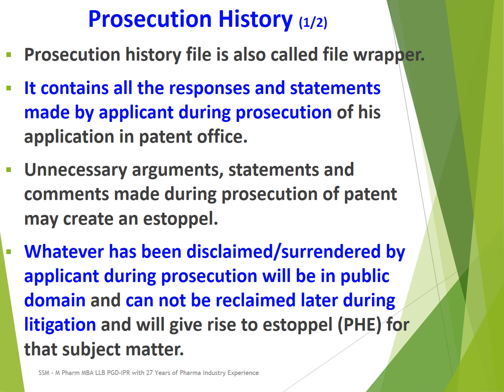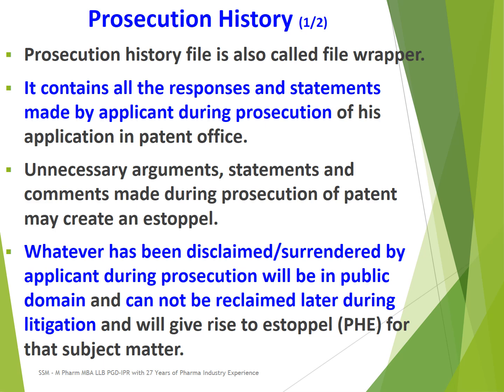Any unnecessary arguments or statements or comments made during prosecution of patent application may create an estoppel, as discussed in previous slide. So whatever arguments, statements, and comments you make during prosecution or during interview with the examiner, they will be recorded in this file, and they will be there in this prosecution history file or file wrapper forever. And anybody can get this file wrapper from patent office by paying the required fee. You can get file wrapper of any patent from patent office by paying the fee.